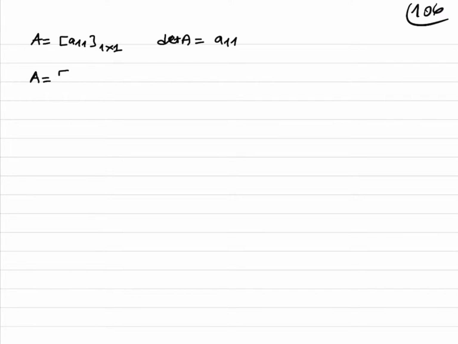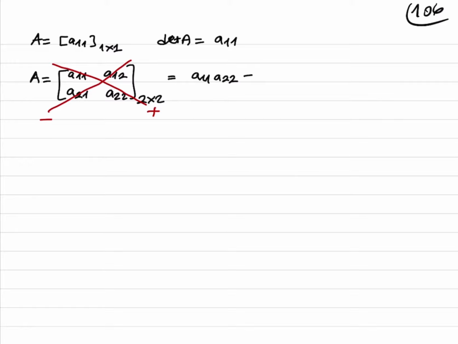And what about if we have A11, A12, A21, A22? So we have a 2 by 2 matrix. So again, from the cofactor formula we will multiply these ones, A11 times A22, minus A12 times A21.